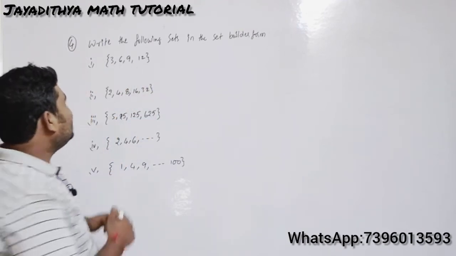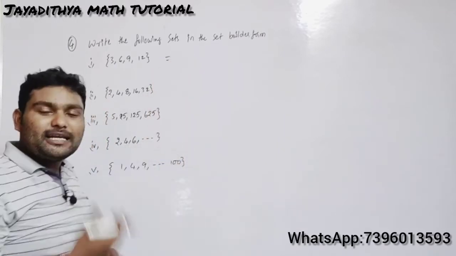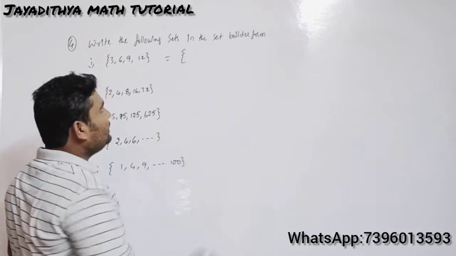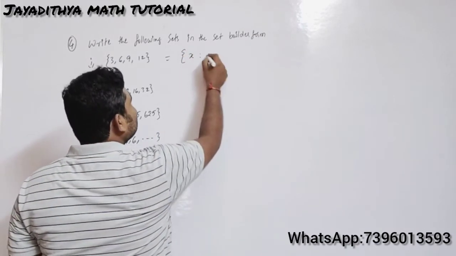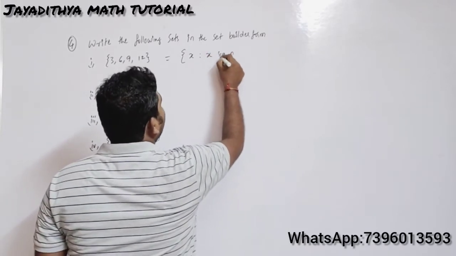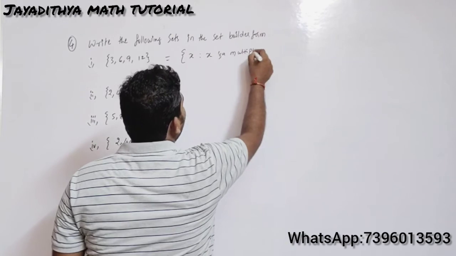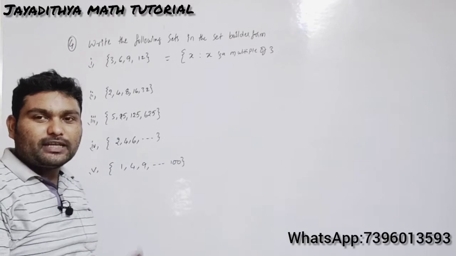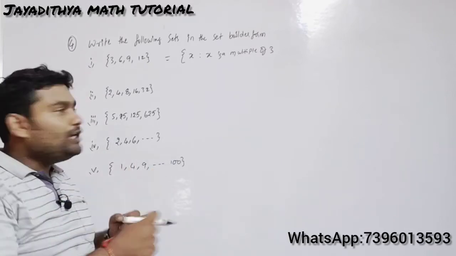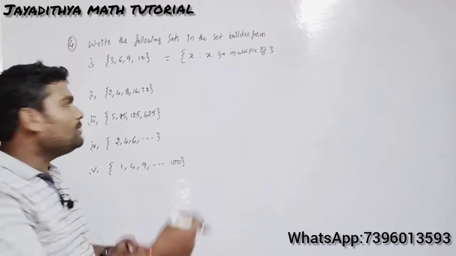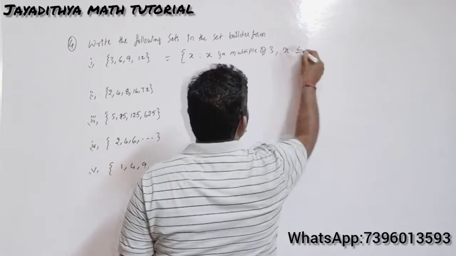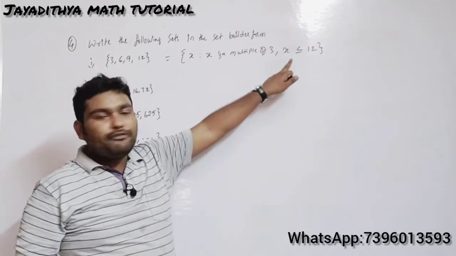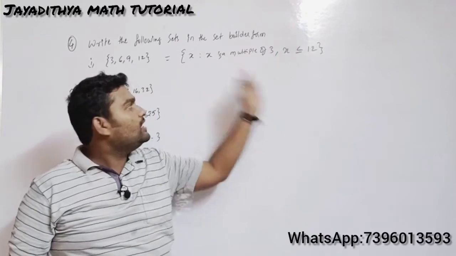So you can simply write it like this. How to write this one? In set builder form, you should maintain the syntax. The set of all x such that x is a multiple of 3. But x is a multiple of 3 means 15 also comes into the multiples of 3, and 18 also comes into the multiples of 3. So in order to avoid those numbers, we should mention one more condition, like x less than or equal to 12. So x is a multiple of 3, and the second condition is x less than or equal to 12. So this is one way of writing.